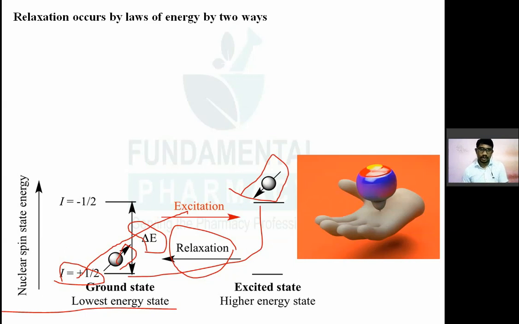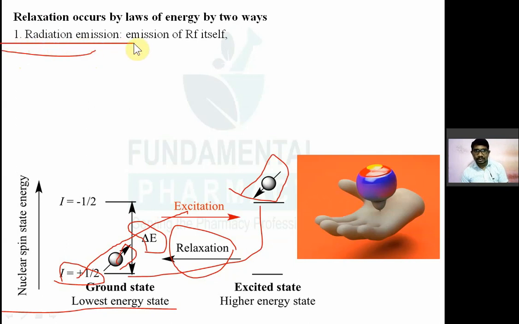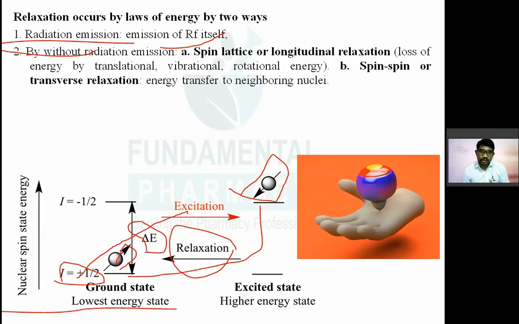Now relaxation occurs by releasing the energy. It will have different types. First, the excited nuclei will come to ground state by releasing energy in the form of radiation. So it will emit radiation, like the radio frequency, whatever it is, it will be radiated again, and it will come to ground state. That is the first possibility. The second possibility is that it comes to ground state without emitting radiation.